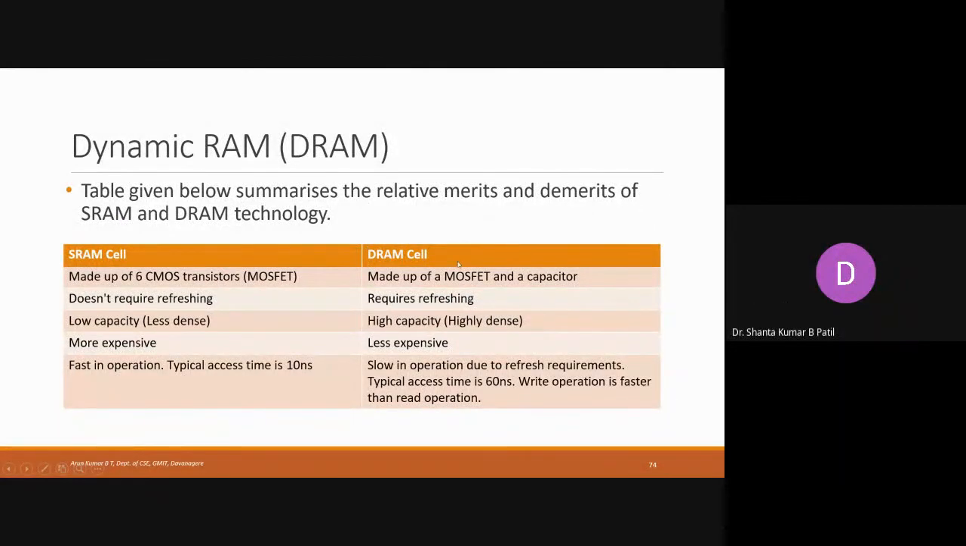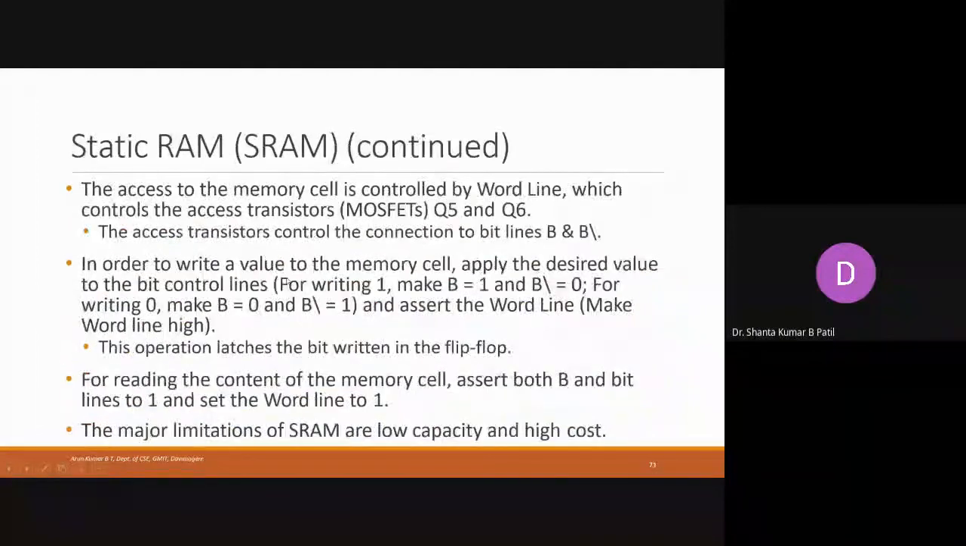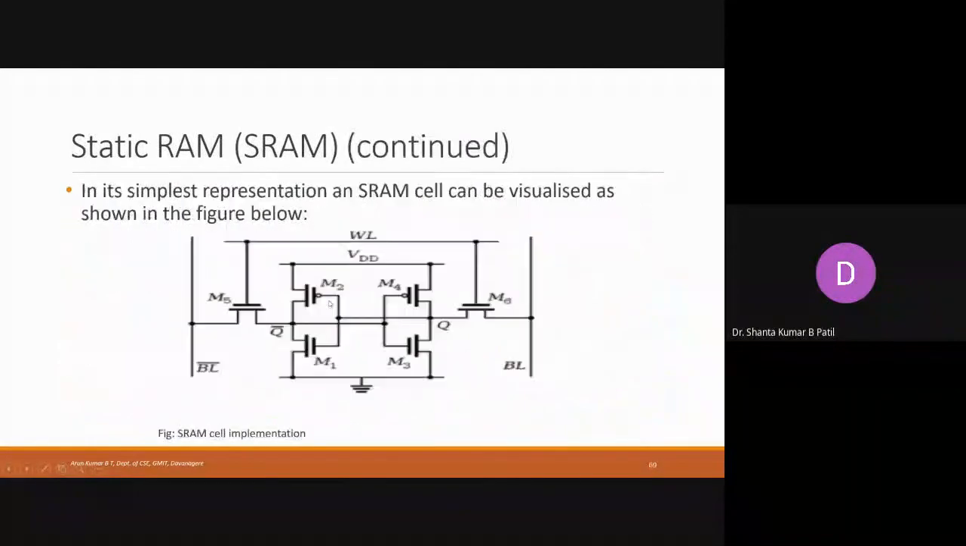SRAM as well as DRAM comparison. SRAM is made up of 6 CMOS transistors, whereas DRAM is only one transistor and a capacitor. Space consumed is very less. SRAM does not require a refreshing circuit because more numbers of MOSFETs are there. MOSFET means metal oxide semiconductor field effect transistors. These are the transistors I have shown you. See, these are the MOSFETs.